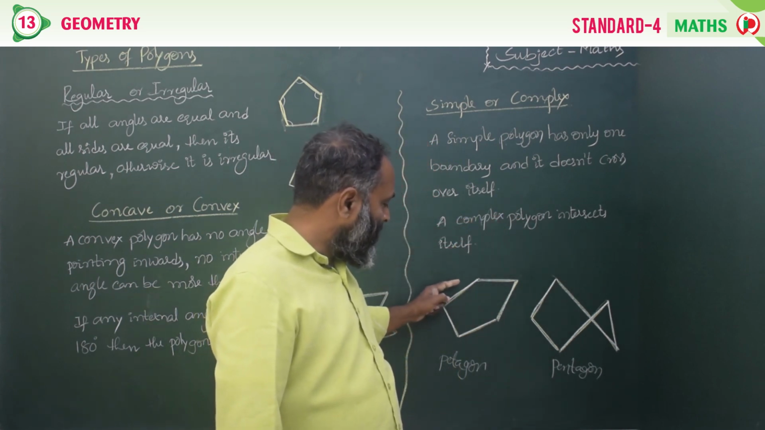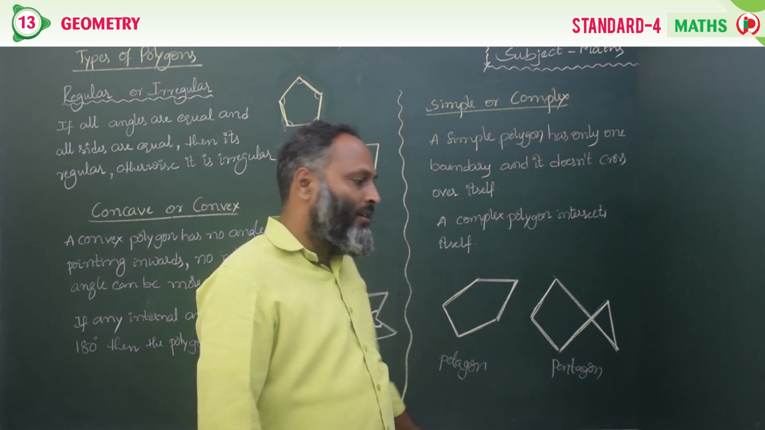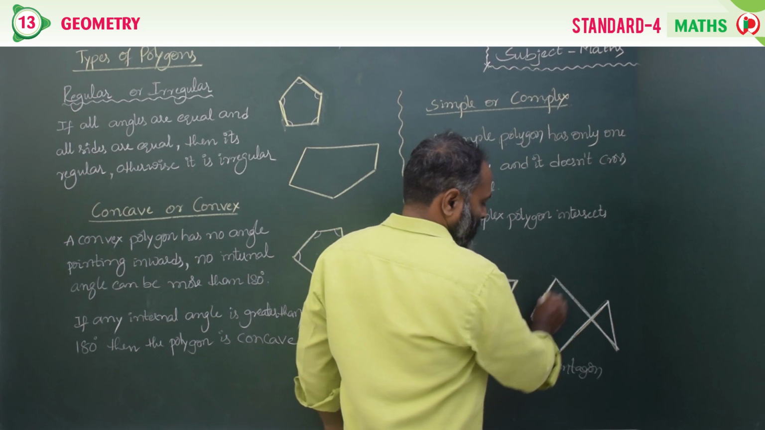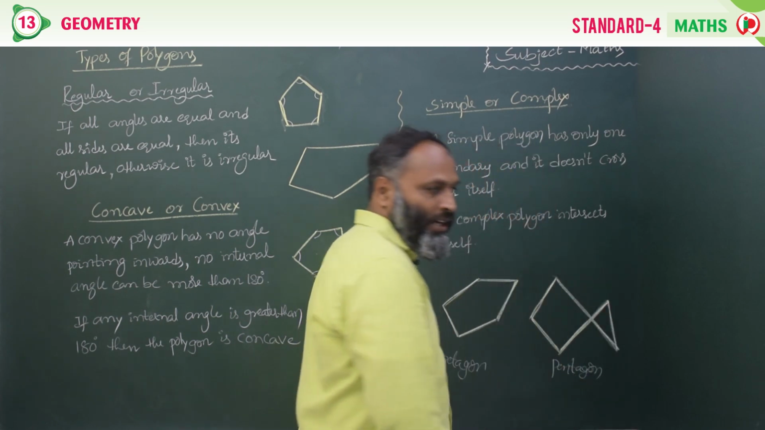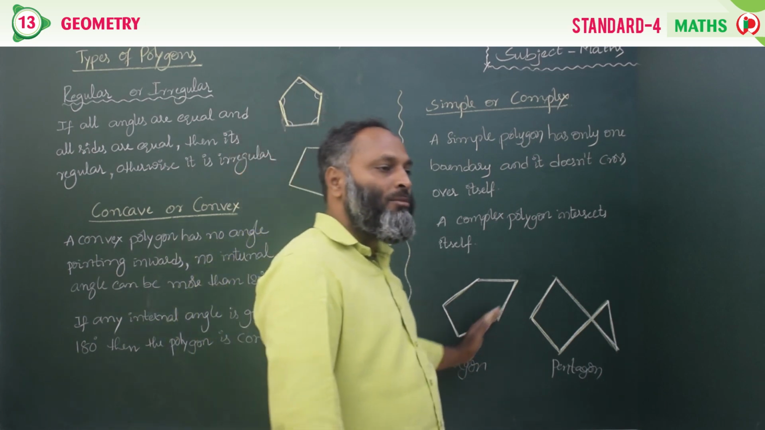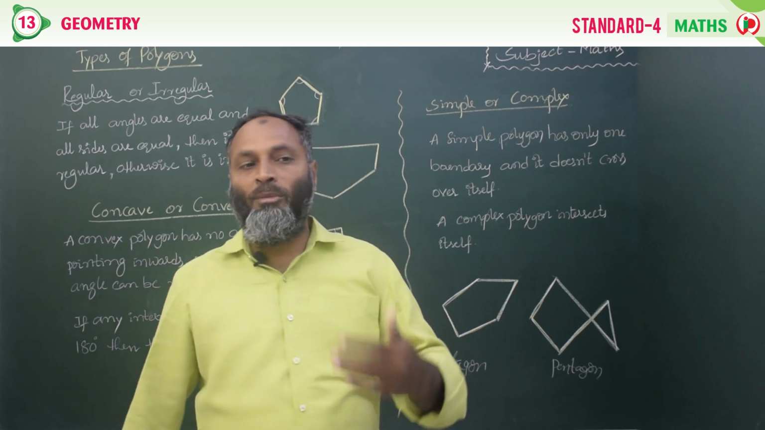Here we have 5 sides: 1, 2, 3, 4, 5. This is a pentagon, this is also a pentagon: 1, 2, 3, 4, 5. So both are pentagons, but one is simple, the other one is complex. So these are the types of polygons.